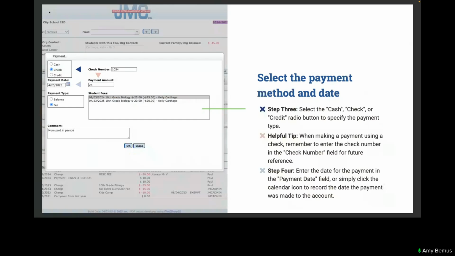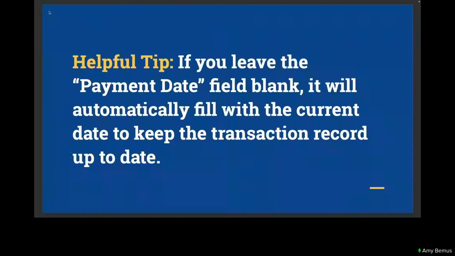Step 3, select the cash, check, or credit radio button to specify the payment type. Helpful tip here, when making a payment using a check, remember to enter the check number in the check number field for future reference. Just a good idea to keep track of that. And then step 4, enter the date for the payment in the payment date field, or simply click the calendar icon to record the date the payment was made to the account. Helpful tip, if you leave the payment date field blank, it will automatically fill with the current date to keep the transaction record up to date.